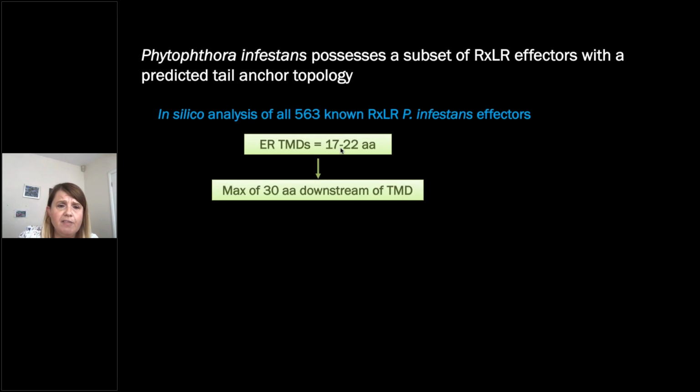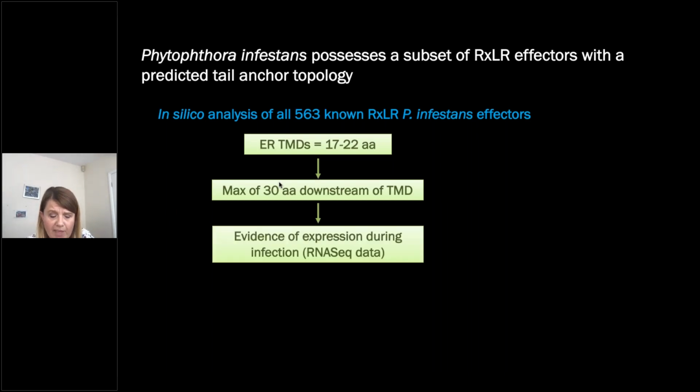We then also defined that for it to be a tail anchor, there needed to be a maximum of 30 amino acids downstream of the transmembrane domain. And this figure of 30 is an estimate of how many amino acids could be present in the ribosome exit tunnel after the hydrophobic transmembrane domain has been exposed. Okay, and finally, we really wanted to concentrate on effectors for which there was evidence that they were actually expressed during the course of an infection. So to do this, we mined publicly available RNA-seq data and concentrated our efforts on effectors where there was strong evidence that they were actually expressed.